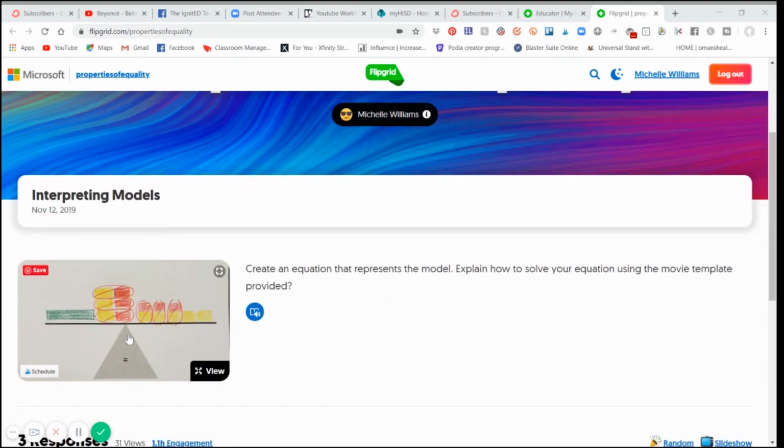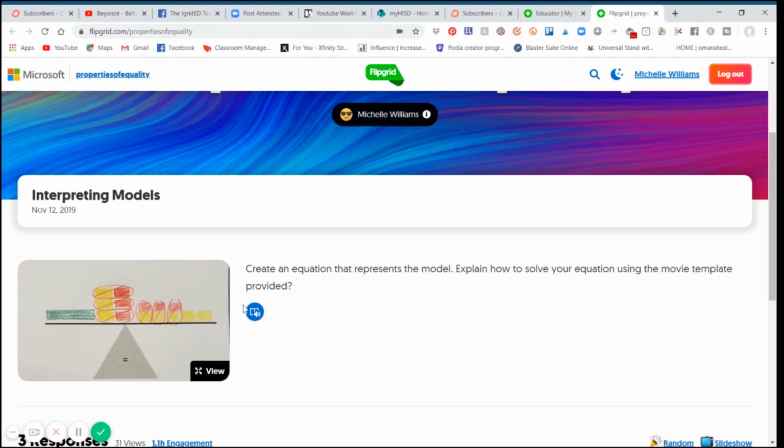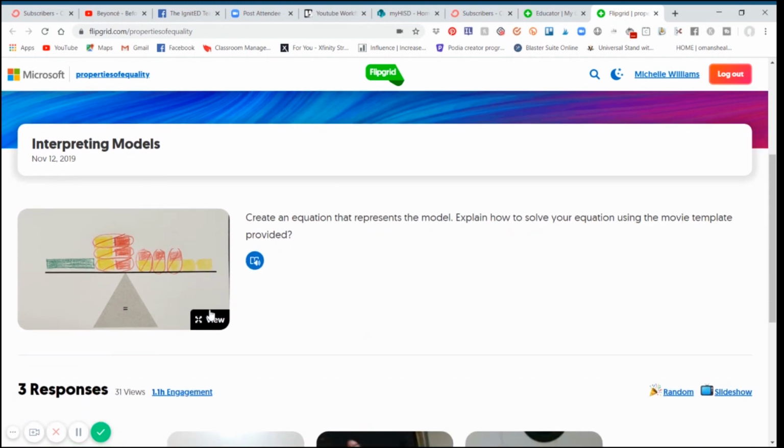For example, with your stimulus or your stimuli, you can have a picture. So we were doing properties of equalities, and the children would have to interpret this and create the actual equation and solve it. So that was my stimuli for this problem. You could also use a video, and you can also have a GIF for the students as well. So you could have 3 different types of stimuli for the children to respond to.